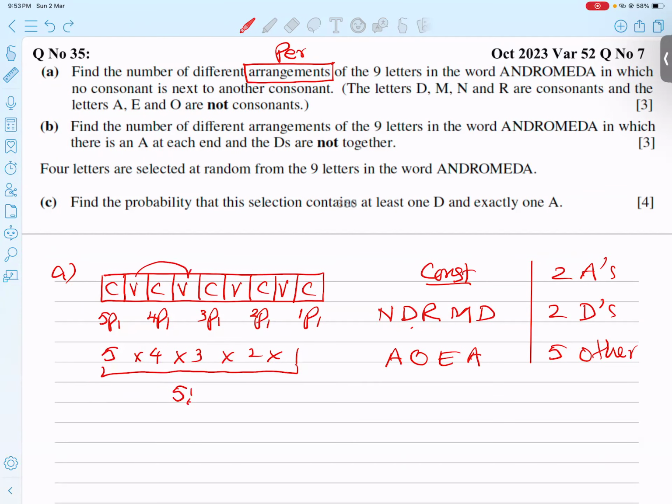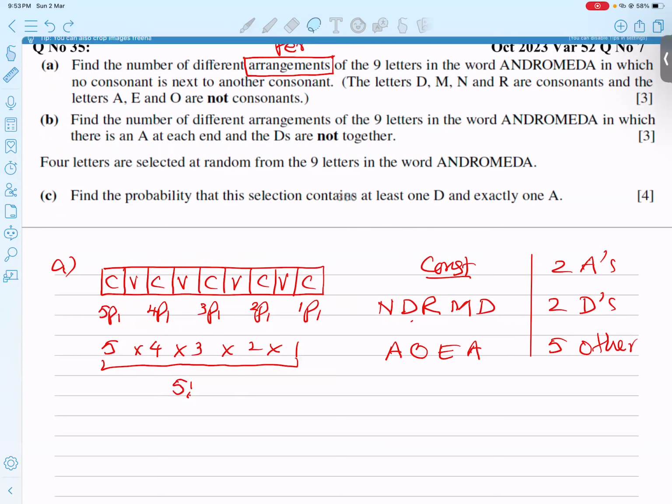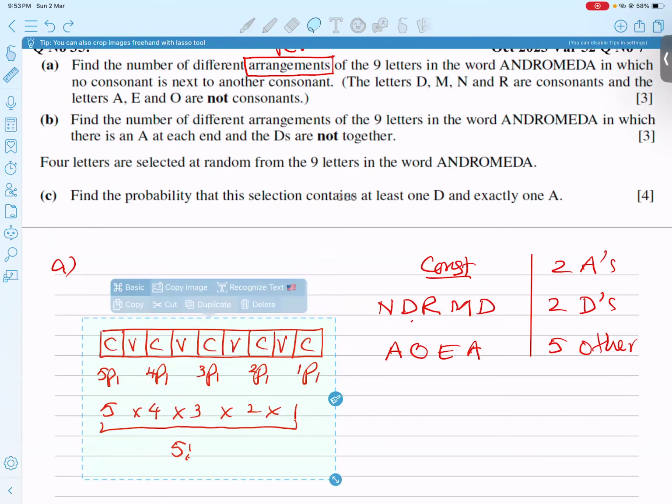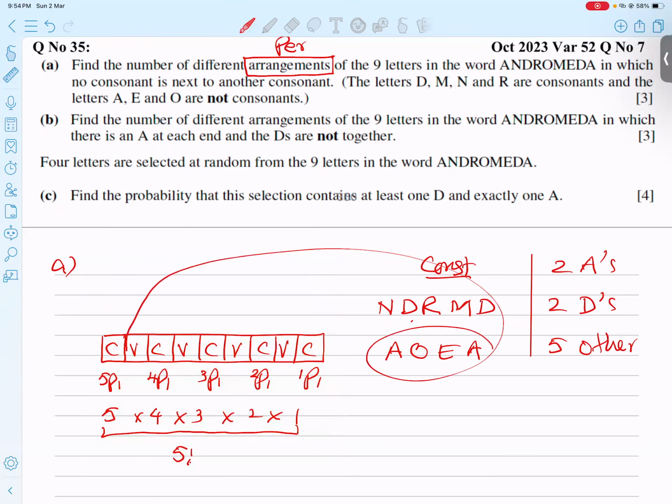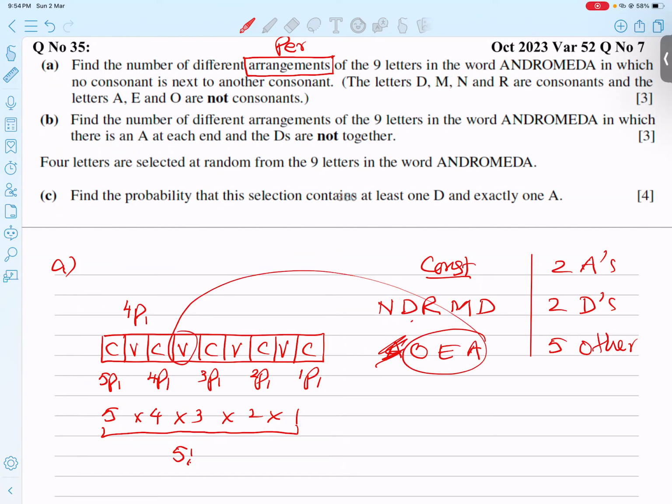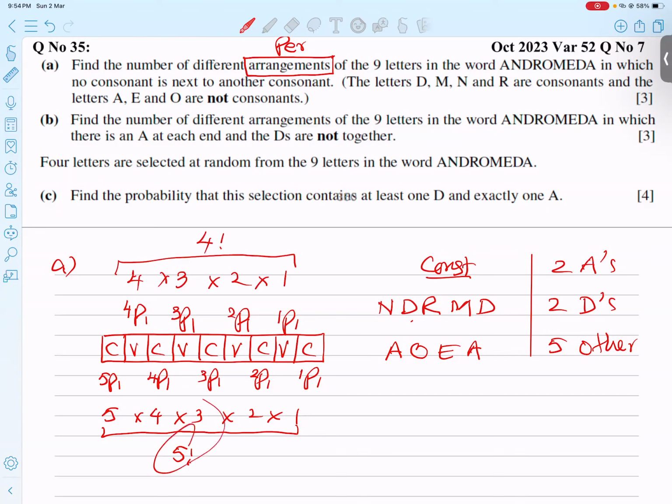And what about the upper one, the vowels? We can say the same story here. All 4 are available for this place, but I will use one only, 4P1. Let's say 1 gone, so 3 left will come here. So 3P1, 2P1, and 1P1. So this becomes 4, then 3, then 2, and then 1. Basically, this is 4 factorial. So 5 factorial and 4 factorial multiply, because they are in the same row. So the answer we have is 4 factorial into 5 factorial.